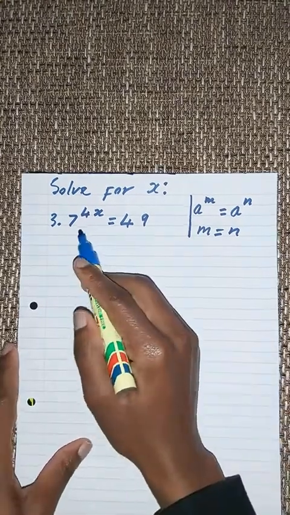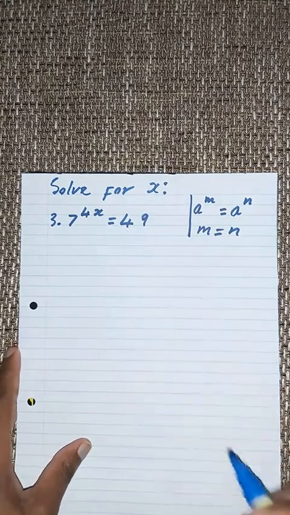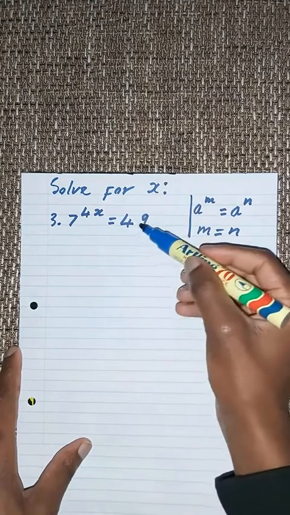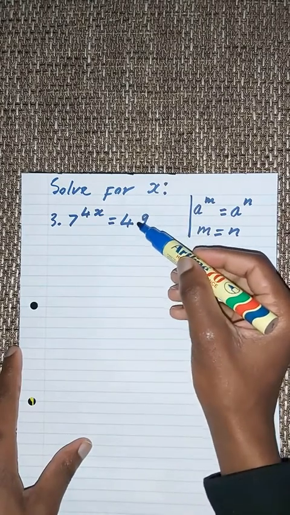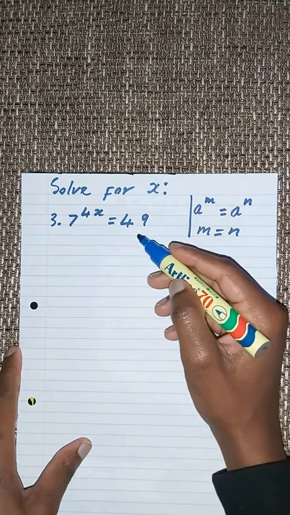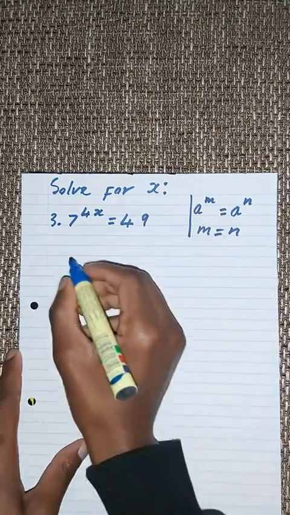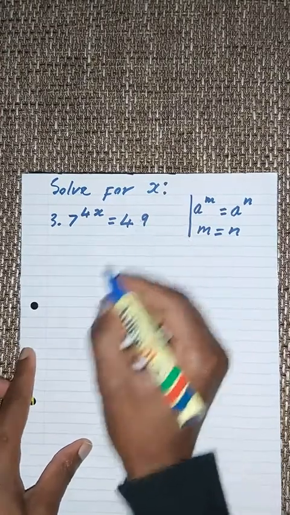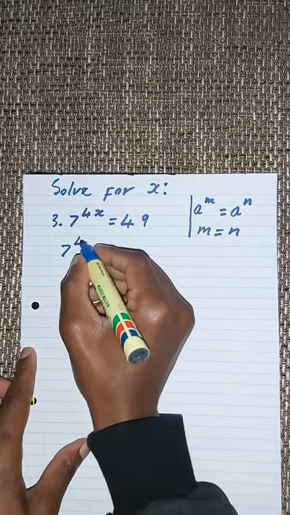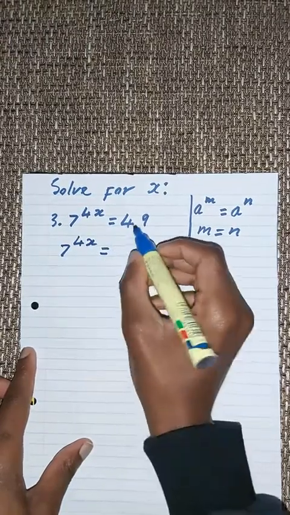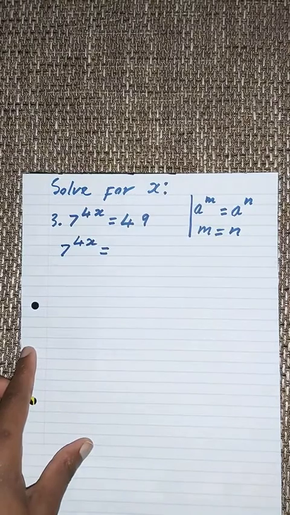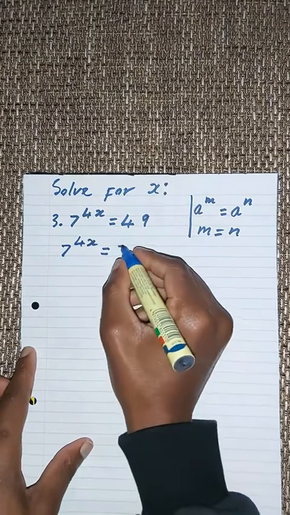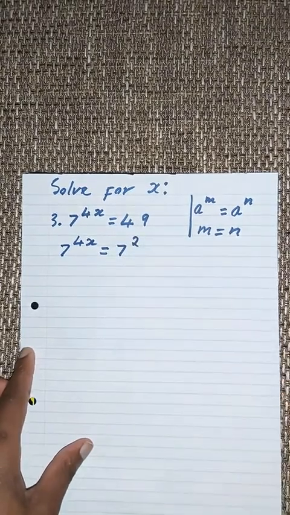So what I have is 7 to the power 4x is equal to 49. For me to easily solve this problem, I have to change the base of this problem to 7 to the power of something. So that's the thing I'm going to do. I have to write 49 in an exponential form, which is actually 7 to the power of 2. So what I will have is 7 to the power of 4x is equal to 7 to the power of 2.